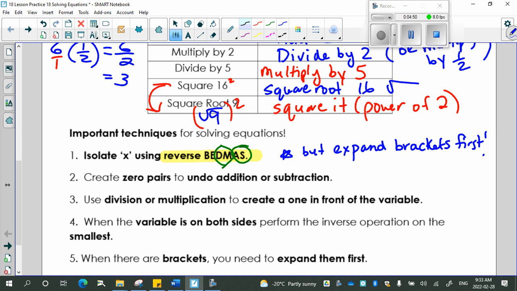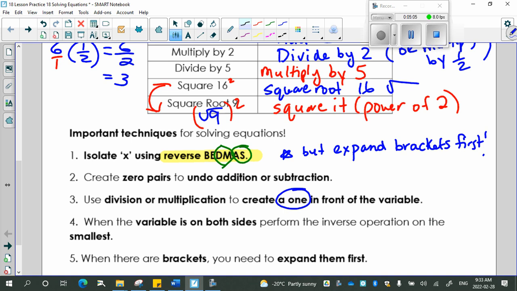Create zero pairs to undo addition or subtraction. We were getting very good at that by the end. Use division or multiplication to create a 1 in front of the variable. You want to know how much one of it is worth. That's your whole goal.